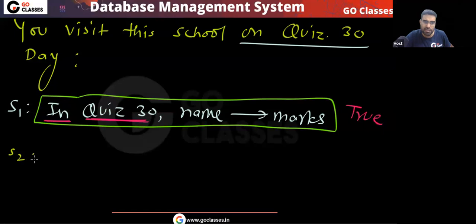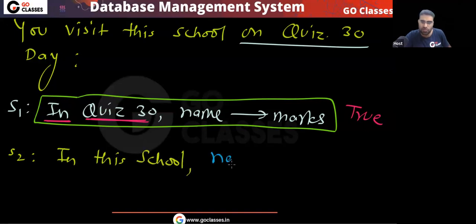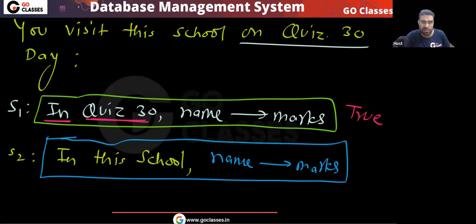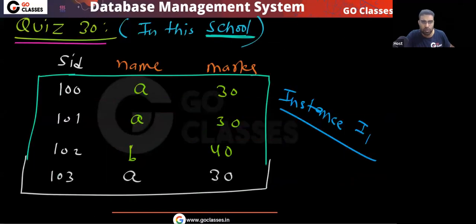Now you tell me, will you say that in this school, if you have same name, then you have same marks? No, you will not say this. This statement will be false. Is this clear? Did you understand what I'm saying? So this is the point.